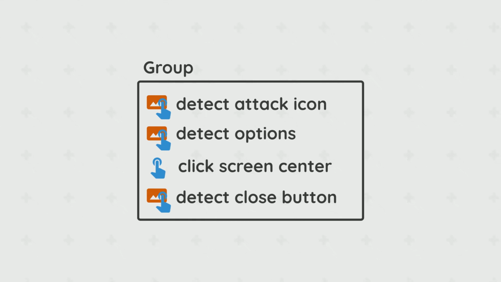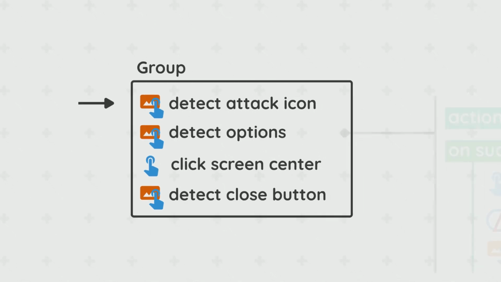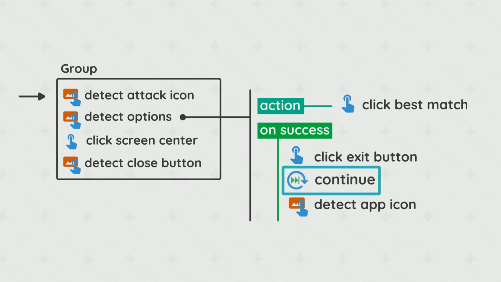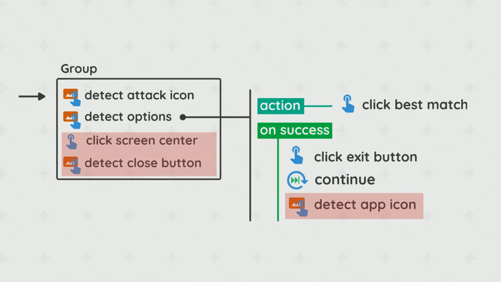Let's have a closer look at the group object. So a group consists of objects and actions. It loops over these objects for a specific number of loop count. Let's assume one of the image detection has a break command in its on success section. It ends the group loop and moves to the next object. Let's now assume it had a continue command at its onSuccess section. It skips the remaining group actions and jumps straight to the next loop session.